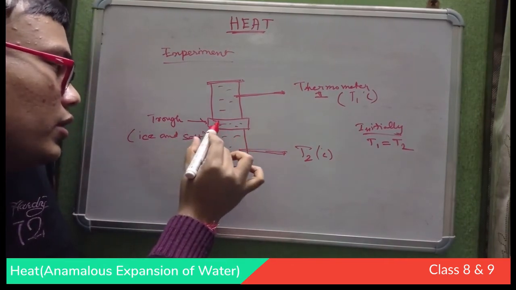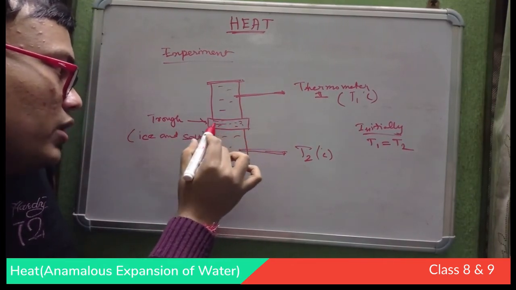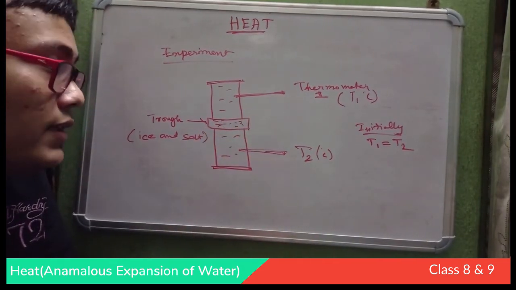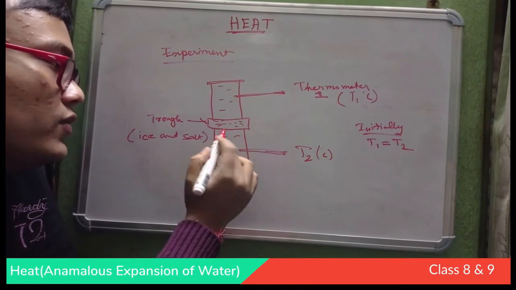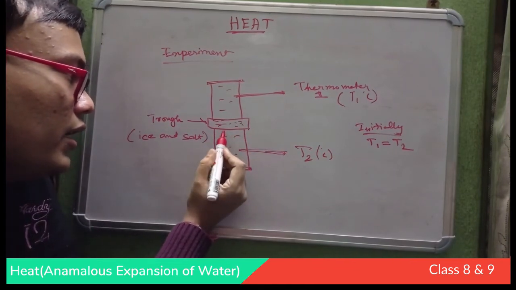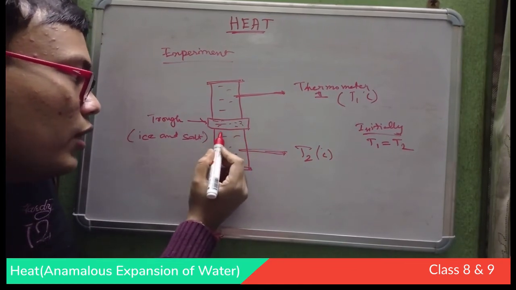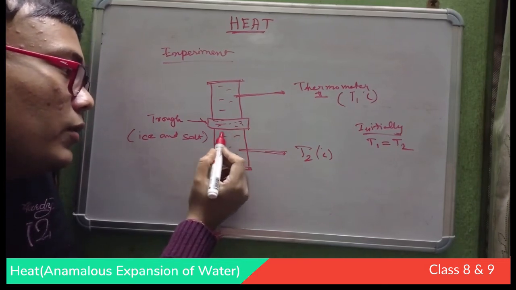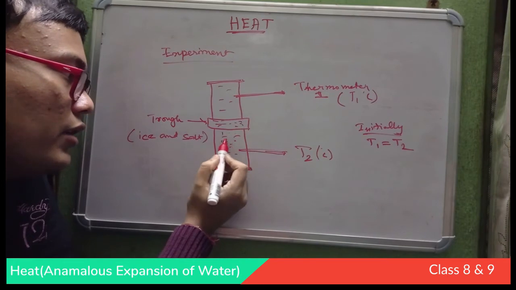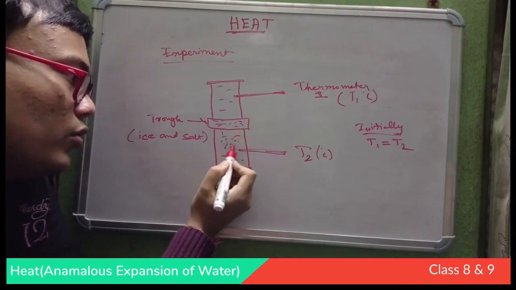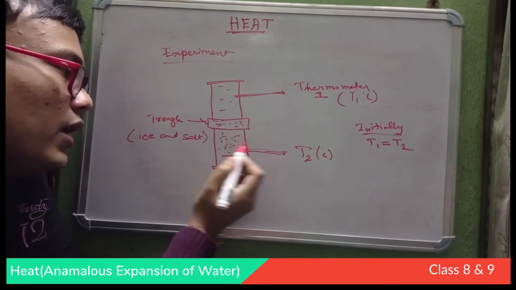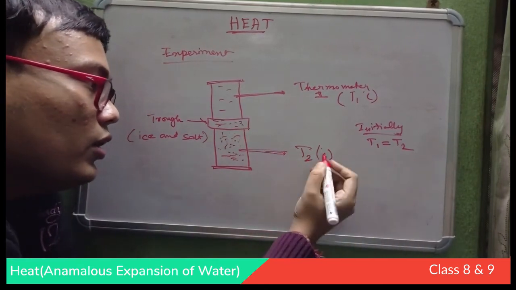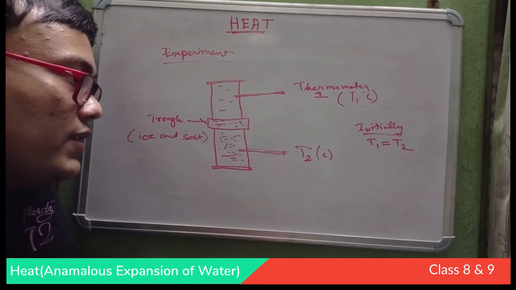In this center portion, as it contains ice, the water's volume will decrease, and so the density increases. So naturally, after a certain time this water will settle down in the lower metallic cylinder, and so the T2 temperature decreases and reaches a level of 4 degrees Celsius.